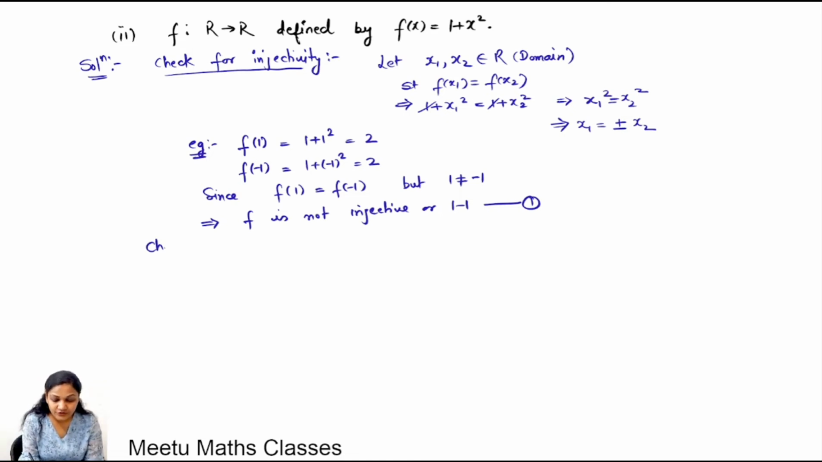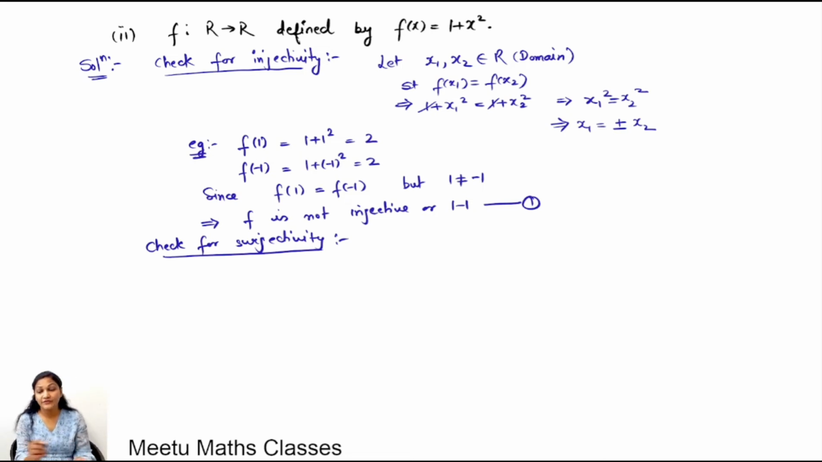And now we are going to check for surjectivity. For surjectivity, we are going to check whether every element in the codomain has a pre-image. But if you observe the images of a real number, all the images of real numbers are positive. Since all images are positive, and the codomain is the set of all real numbers, all negative real numbers do not have their pre-image.